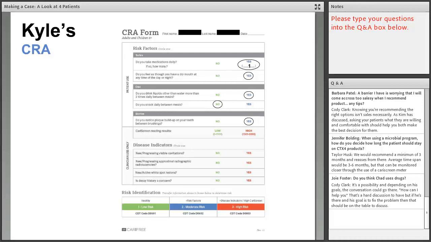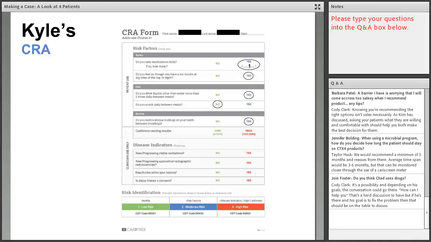Do you feel you have a dry mouth at any time? Yes, he answered. Do you drink liquids other than water more than 2 times a day between meals? He answered yes to that. He doesn't snack. And he noticed the plaque. He knew he had plaque buildup on his teeth. He knew he needed a cleaning. So there we go. Risk factors.